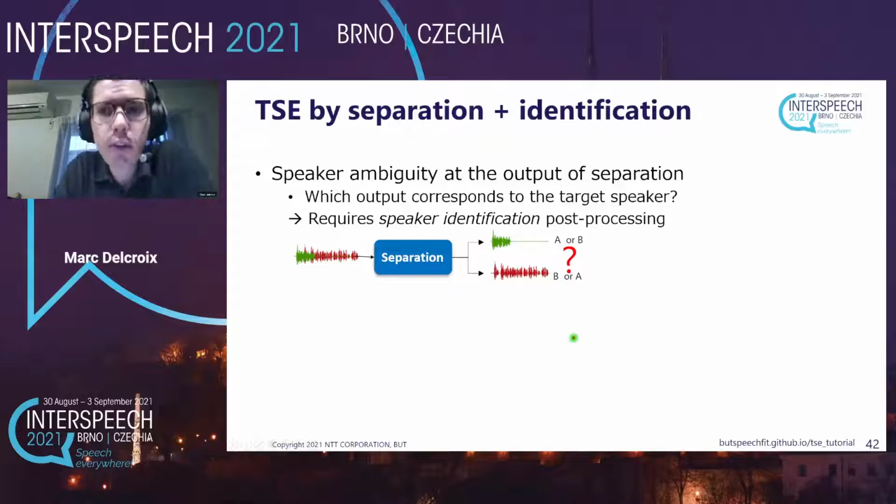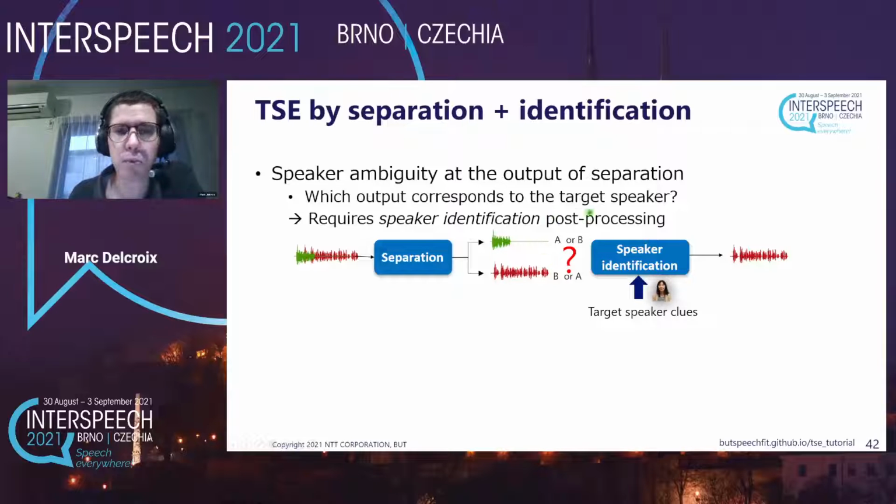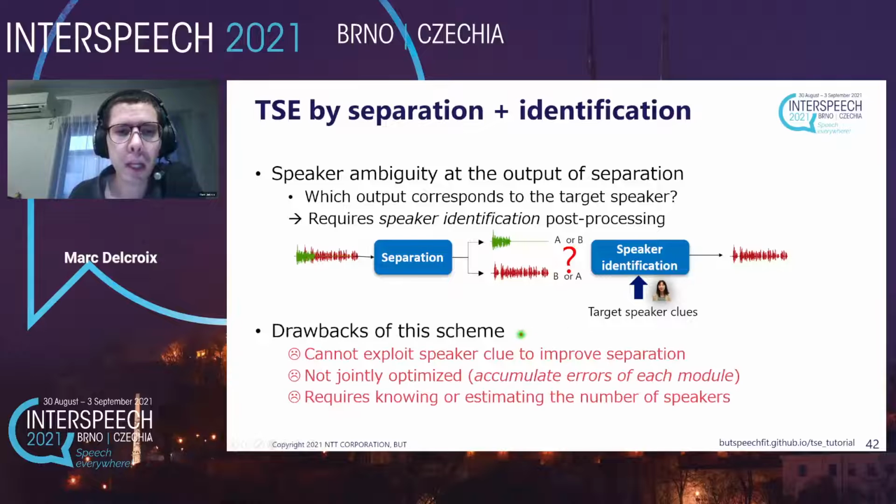So now, as I briefly mentioned at the beginning of the introduction, it's possible to do target speech extraction by combining separation and identification. As I mentioned, at the output of the separation, we don't know which output corresponds to the target speaker. Even if you use the permutation invariant training, we don't know which output is the target. So it requires a speaker identification as post-processing. And this post-processing will use the target speaker clue to say which of the outputs corresponds to the target speaker, for example. But there are some drawbacks with this scheme.